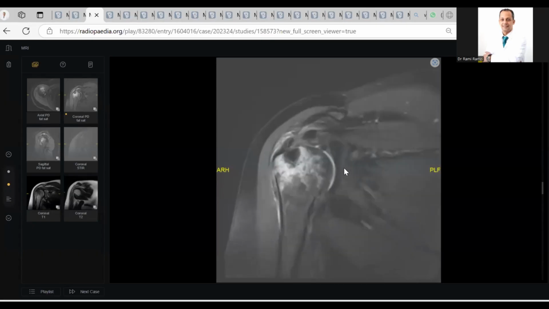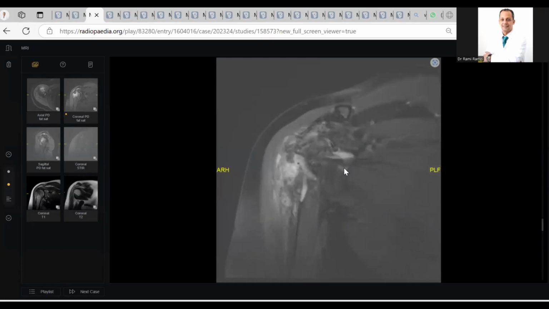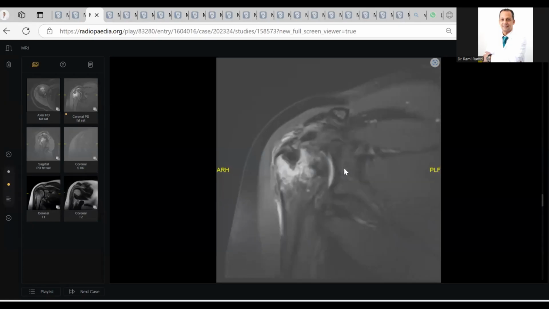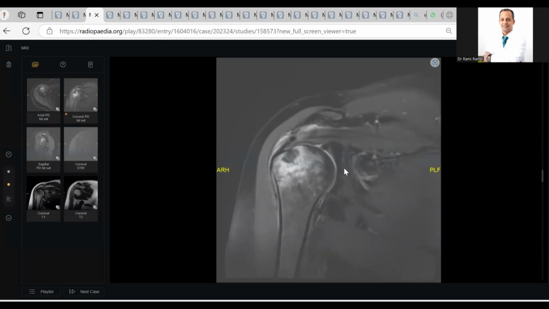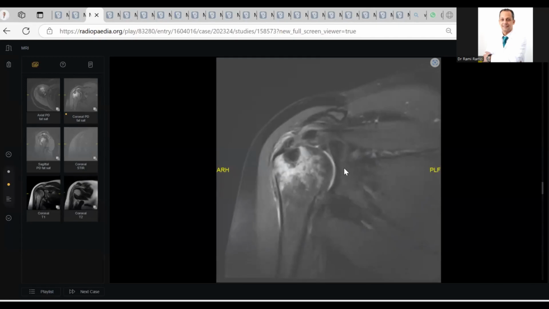And there is a... Okay. Can I see the other images? No, this is only the limited images, and this is conclusive, really. What's your differential? This can be osteomyelitis. What else?